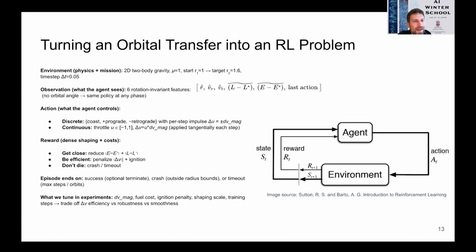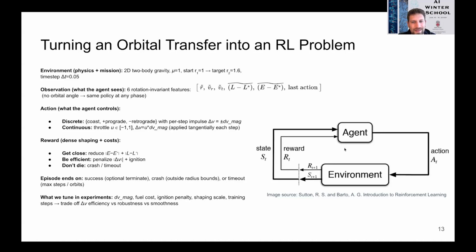Basically, the environment we have is the physics simulation, and the mission is a 2D, two body orbital transfer problem going from R1 to R2. We know the masses, and it's all in the same plane. So that's all defined and is just physics.